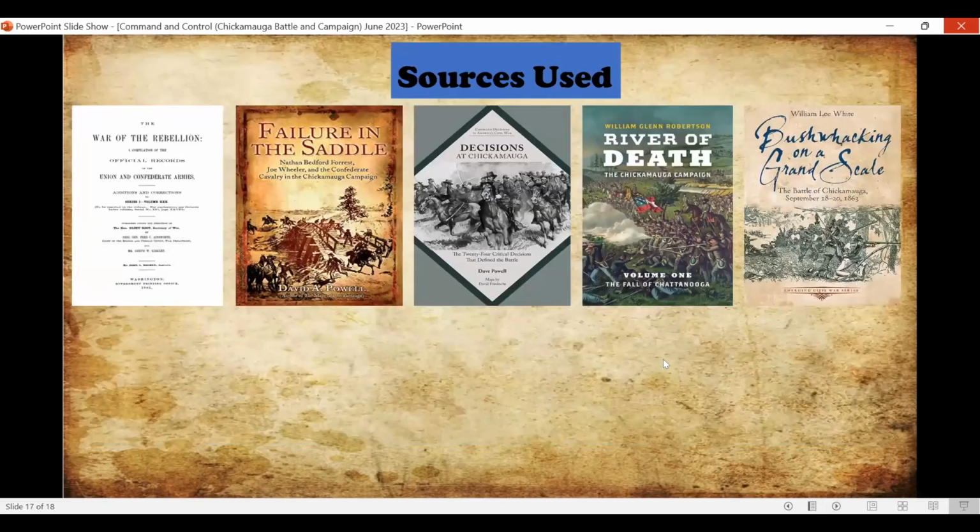These are the sources I use, folks. Volume 30 of the ORs that discuss the Chickamauga campaign and battle. Dave Powell's two books, Decisions at Chickamauga and Failure in the Saddle, which gets into, of course, Wheeler and Forrest. William Glenn Robertson's River of Death, and then our friend Lee White from the Park Service, Bushwhacking on a Grand Scale. A great overview.